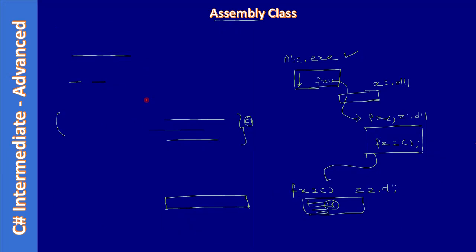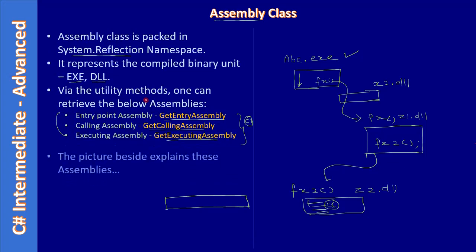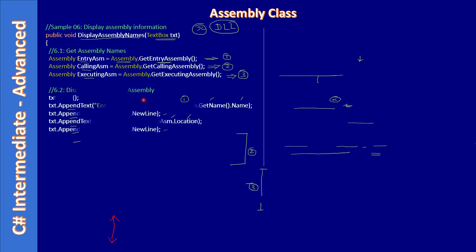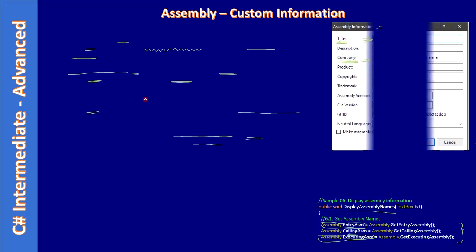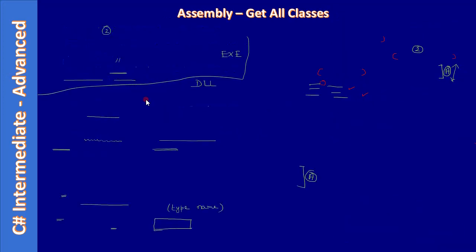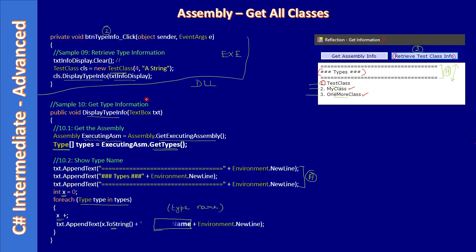Then we talked about the assembly class and how we can retrieve an assembly at runtime. We also talked about how to get attributes set by the user. Then we retrieved all the classes exposed by an assembly. We talked about GetTypes. GetTypes will retrieve all the classes.